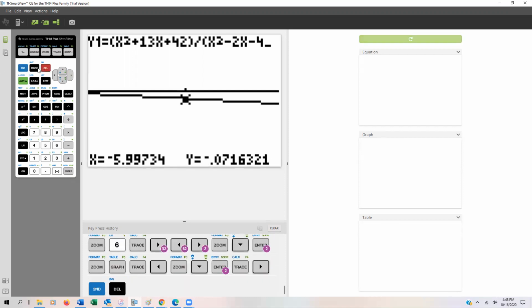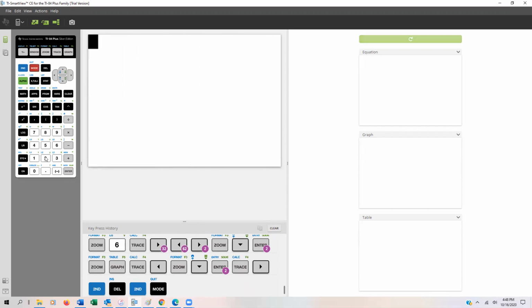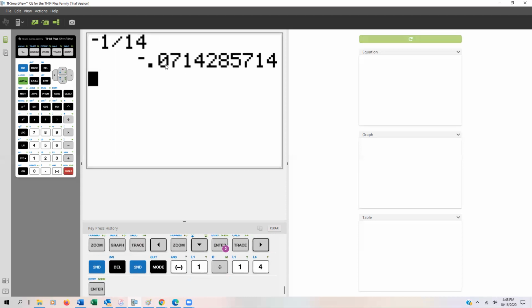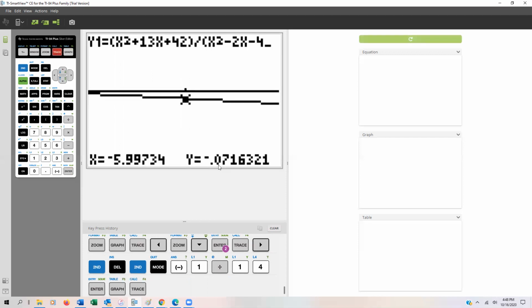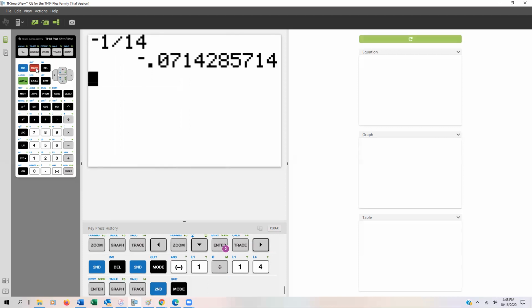So we're going to quit, and let's type in negative 1/14. And we get negative 0.07142. Remember when we graphed it and traced it? Negative 0.0716. So we're really, really close. That means that negative 1/14 is a pretty viable answer.